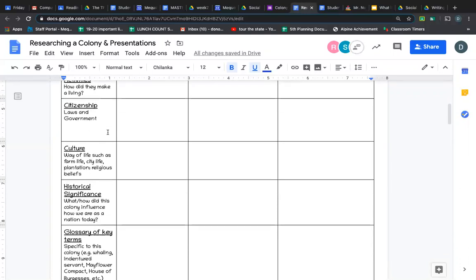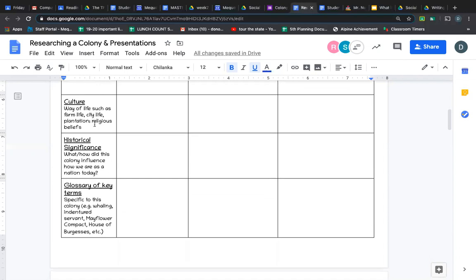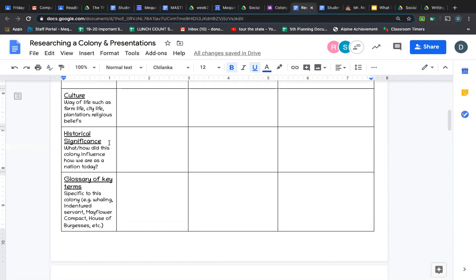Citizenship, law and government. Who was able to vote? Did they hold town meetings? Were they self-governing? How did the influence of the laws and government influence their daily life? We have culture, way of life. Were they on farms? Were they artisans? Did they have city life? How much did religion play a role? Did they live on plantations or in the backland?